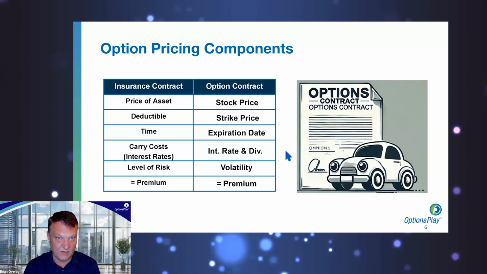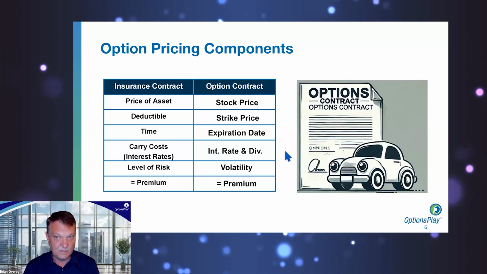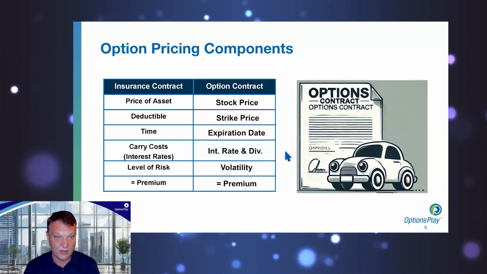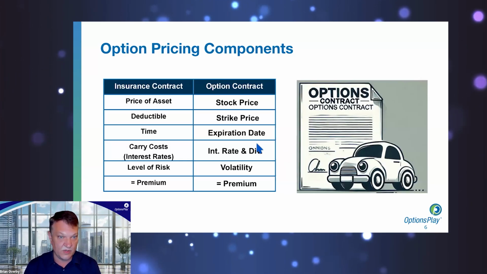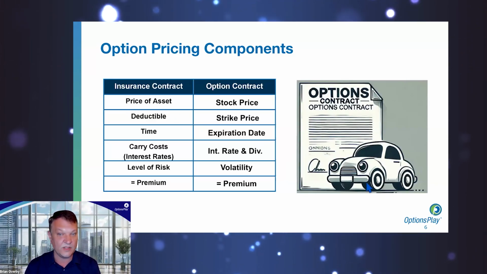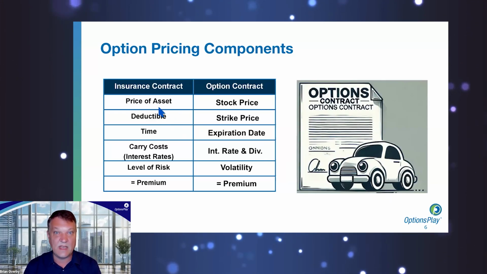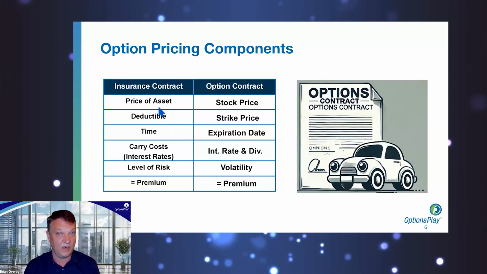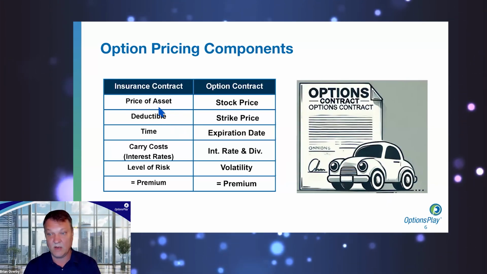So if you're thinking about that type of option contract, and you're thinking about trying to price it, let's go over to the insurance world and let's think about the price of the asset. Let's think about our car insurance that we're talking about. Is the asset a Ford Taurus, or are we talking about a Bentley?